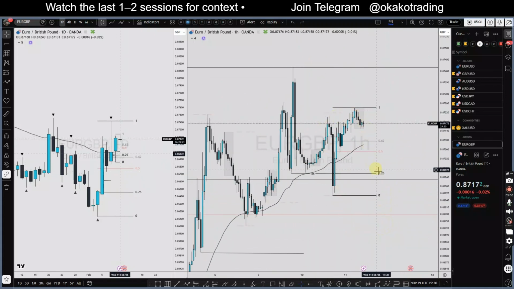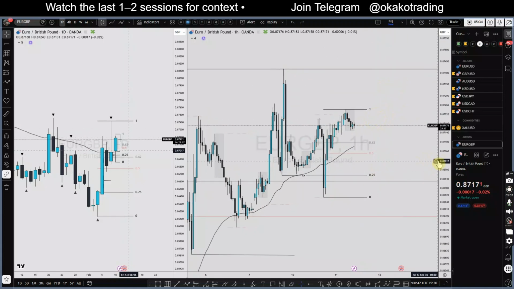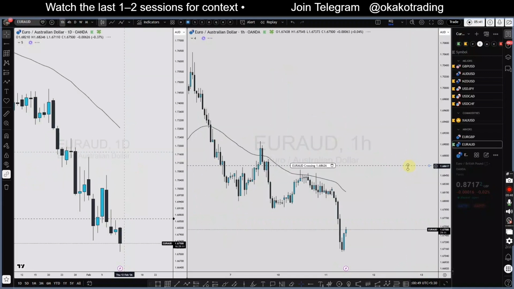I will be waiting for a deeper correction down so that I can start looking for longs. I'm gonna set my alert at around this level, and let's see how it unfolds.